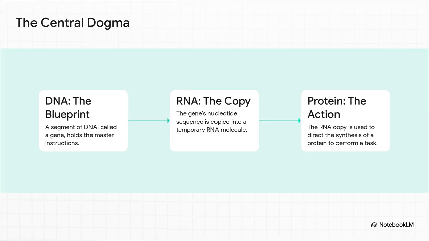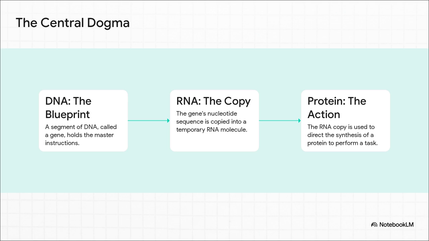Now, the way information flows in this system is so fundamental to biology, it's actually called the central dogma. It works like this. First, you've got the DNA. This is the master blueprint, right? It's locked away super securely inside the cell's nucleus for protection. But when the cell needs to get something done, it's not going to risk damaging the master copy. No way. Instead, it makes a temporary, disposable copy of a specific instruction. That copy is called RNA.